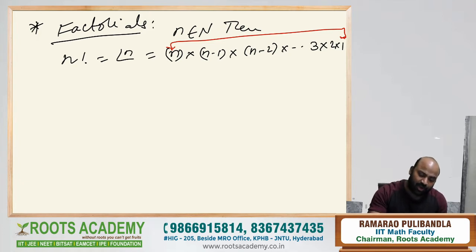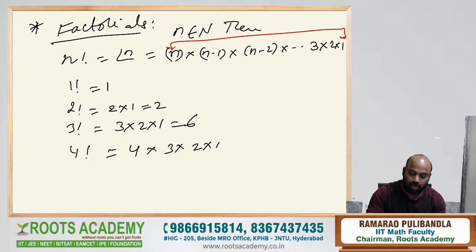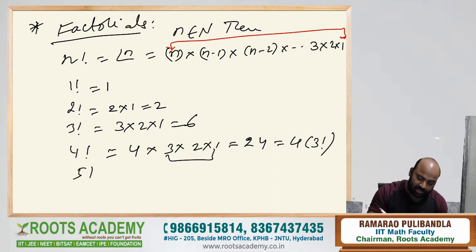For example, 1 factorial is 1. 2 factorial is starting from 2 to 1, so it is 2. 3 factorial is 3, 2, 1, which is 6. 4 factorial is 4, 3, 2, 1, so it is 24. If I write 4 into 3 into 2 into 1, I can write this as 4 into 3 factorial also. Like that, 5 factorial is 5 into 4, 3, that is 4 factorial.